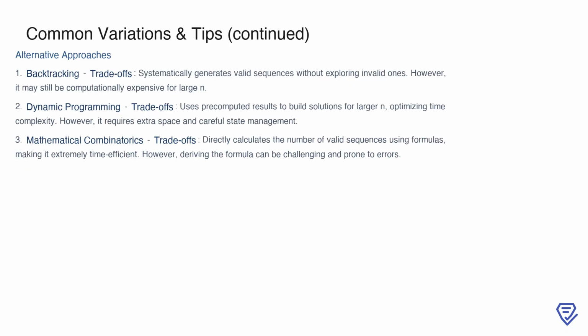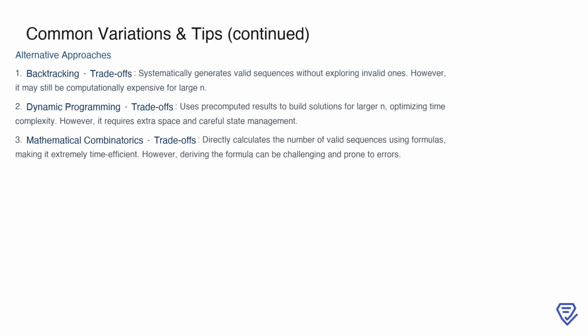There are also multiple approaches to solving this problem, each with its own set of trade-offs. The backtracking method systematically generates valid sequences by avoiding invalid ones early, making it more efficient than brute force. However, it can still become computationally expensive as n grows larger. Dynamic programming is another option, where you build solutions for larger n using pre-computed results for smaller cases. This improves time complexity significantly, but it requires extra space and careful management of the state transitions.